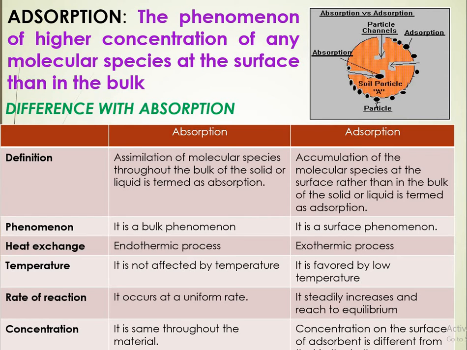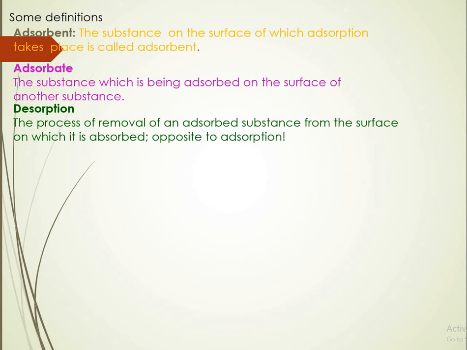Absorption occurs at uniform rate, whereas adsorption steadily increases and reaches equilibrium. In absorption, the concentration is same throughout the material, whereas in adsorption, concentration on the surface of adsorbent is different from the bulk. It is more on the surface. Let us see some important terminologies like adsorbent, adsorbate, desorption.